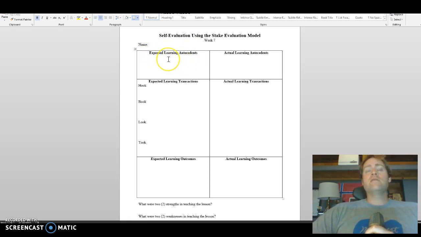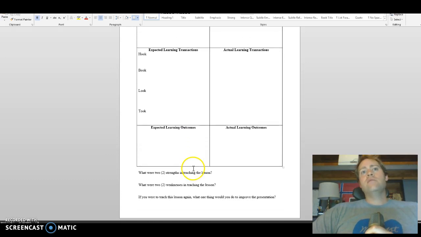So what are these things that you're expecting to accomplish with the learning? And then did those things actually happen? So what did actually happen in terms of the learning? The transactions of the HBLT stuff. This is what you expected to do. You're summarizing basically your outline there, right? And then what actually happened. And then the overall learning outcomes, what was the outcome of the learning supposed to be, what you wanted to happen, and then what actually happened.